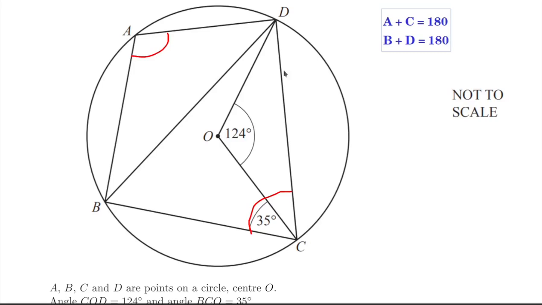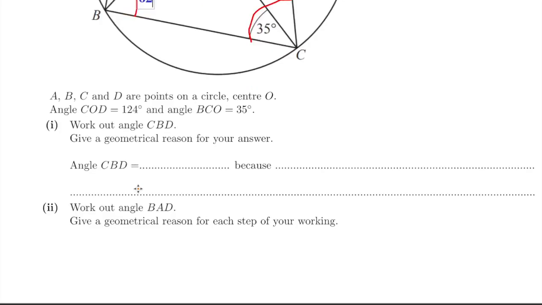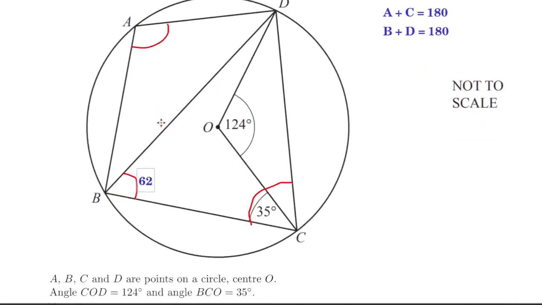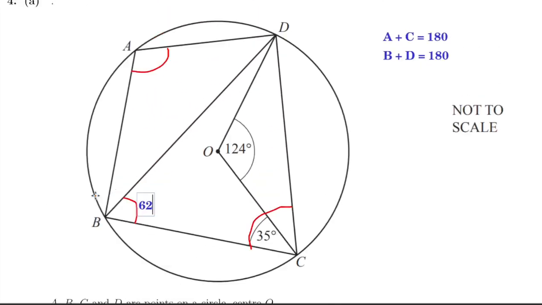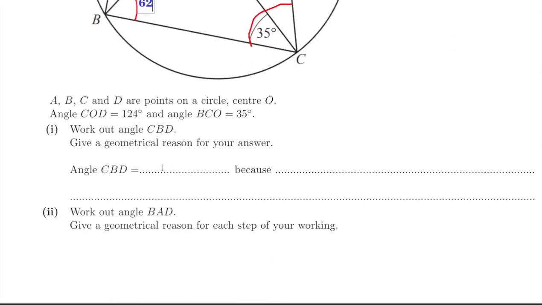And then what else do I see? I'm seeing an angle at the center here, and an angle on the circumference there. This angle is actually half of this one, because the angle at the center is 2 times this one. So half of this one, that's 62 degrees. Just write it here. This is 62 degrees. Now let's go straight to the equations. Work out CBD. CBD is equal to 62 degrees.